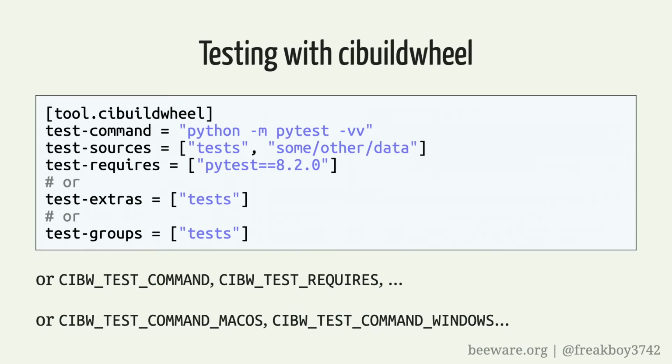By default, cibuildwheel will just build the wheels, but any good CI process should also be running the tests. So you can tell cibuildwheel how to run the tests for your project. Test command defines the command line to run the test suite. Test sources defines what subset of the entire source tree is necessary for the tests to run. Test requires defines specific packages that need to be installed to run the tests.